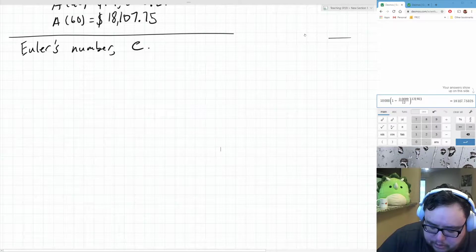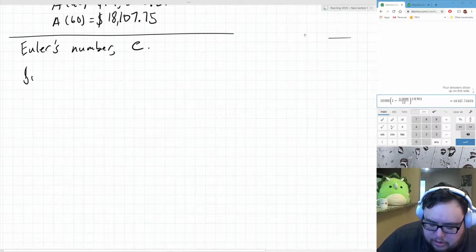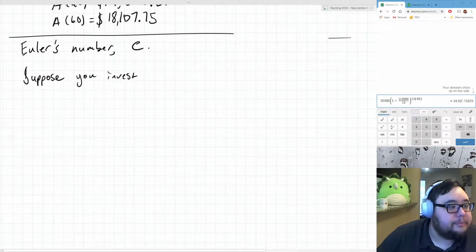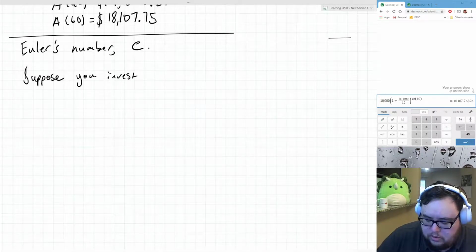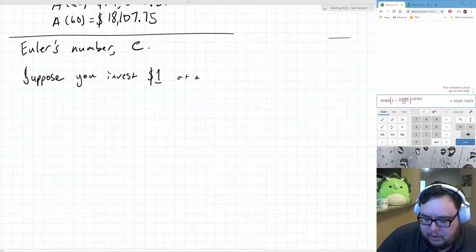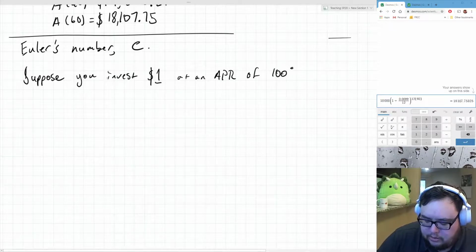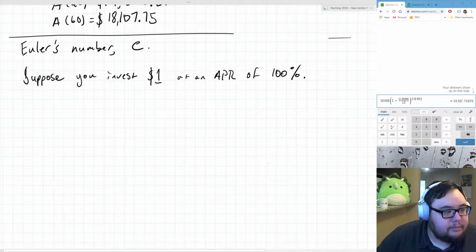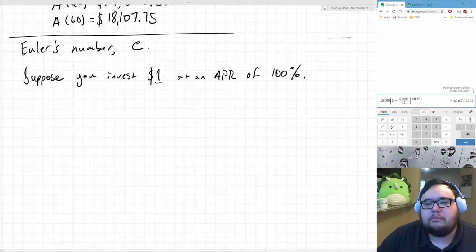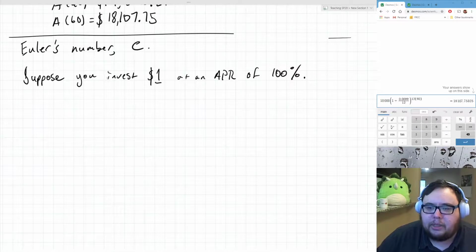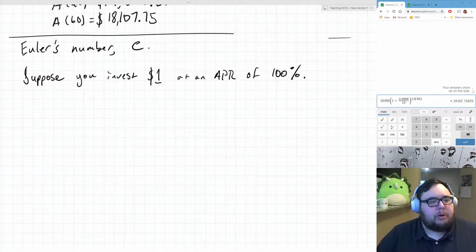So let's say, for example, suppose you invest $1 at an APR of 100%. This is never going to actually happen, but it's going to make the number I want pop out, so we're going to try that.